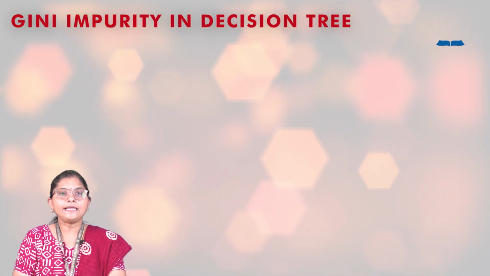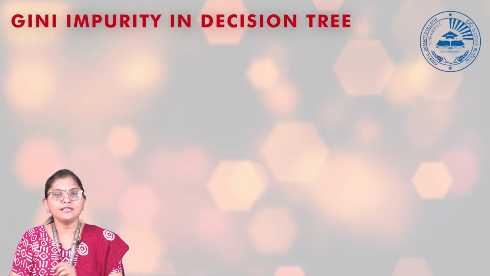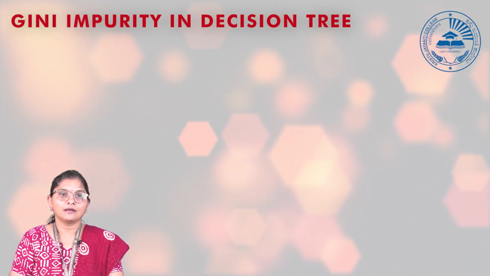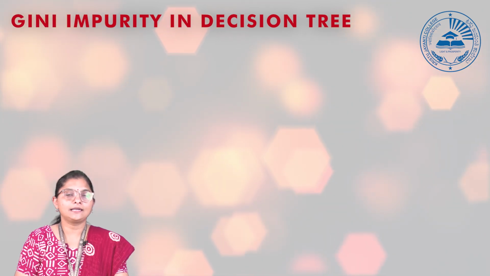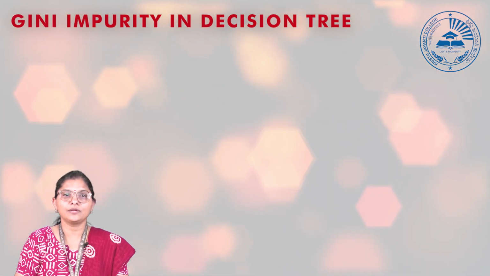If all instances in a node belong to a single class, the Gini impurity is 0. For example, if all 10 samples are of class A, then the Gini impurity would be 0.